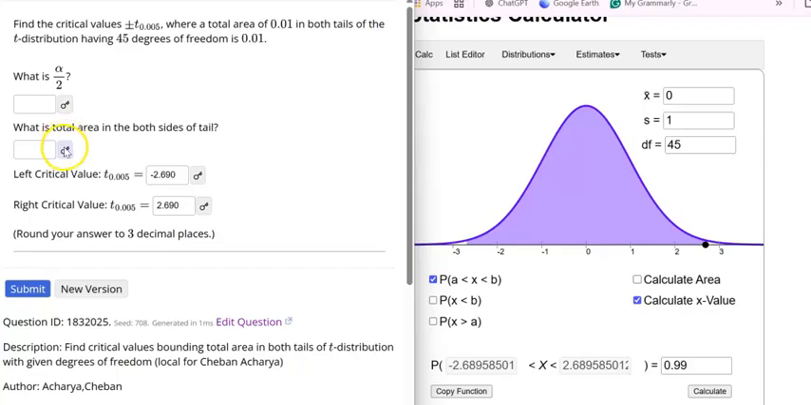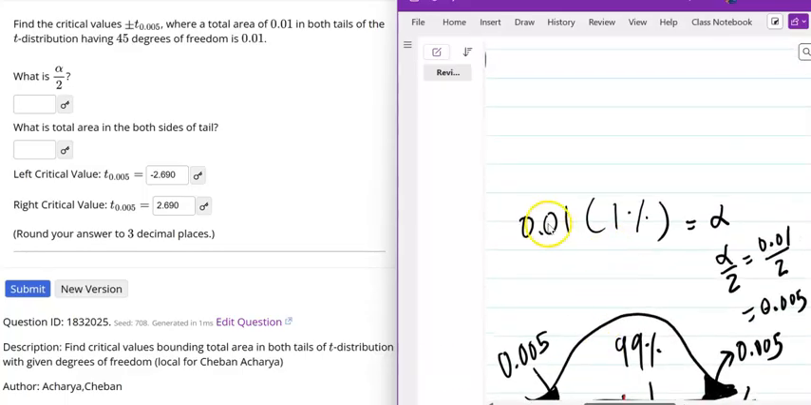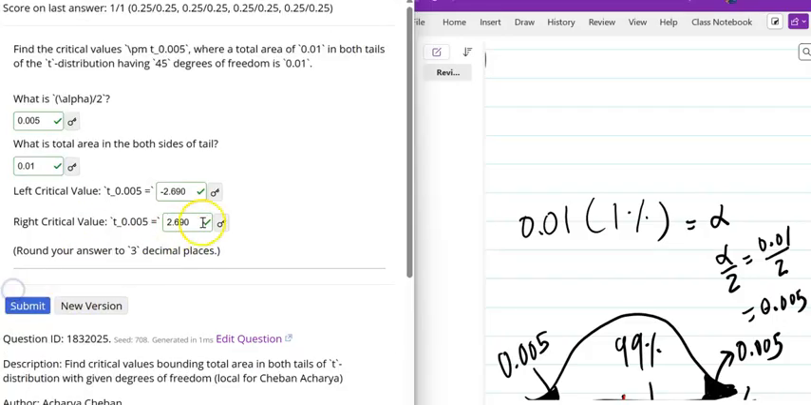But again, there are a couple of things you've got to put. What's the total area? We found the total area before. The total area is going to be 0.01. That's what it said, the total area in the tails, 0.01, and alpha over 2 is 0.005. Okay, 0.005. Submit, and that's how you do it.